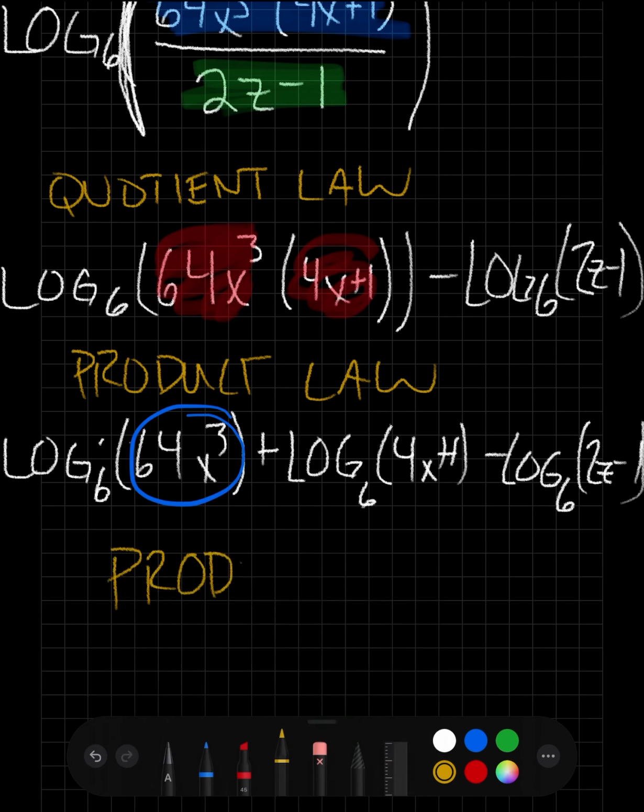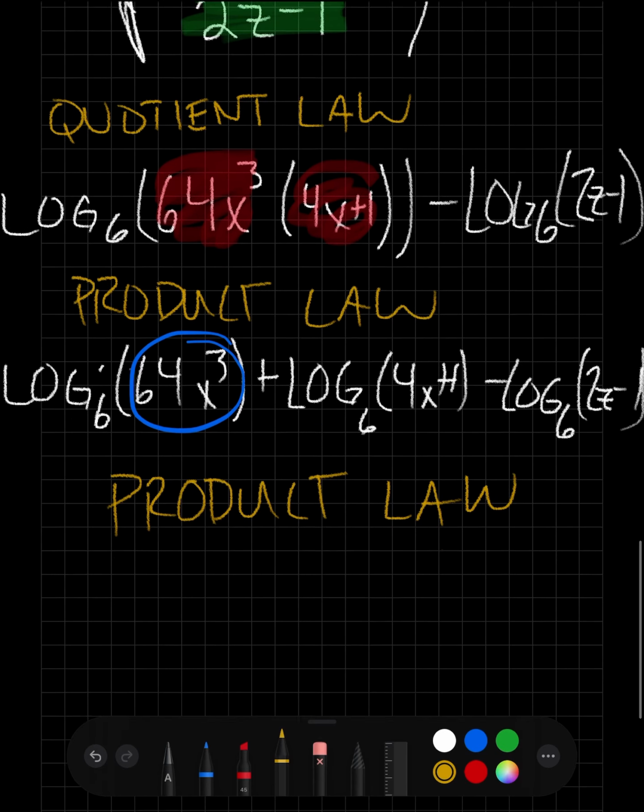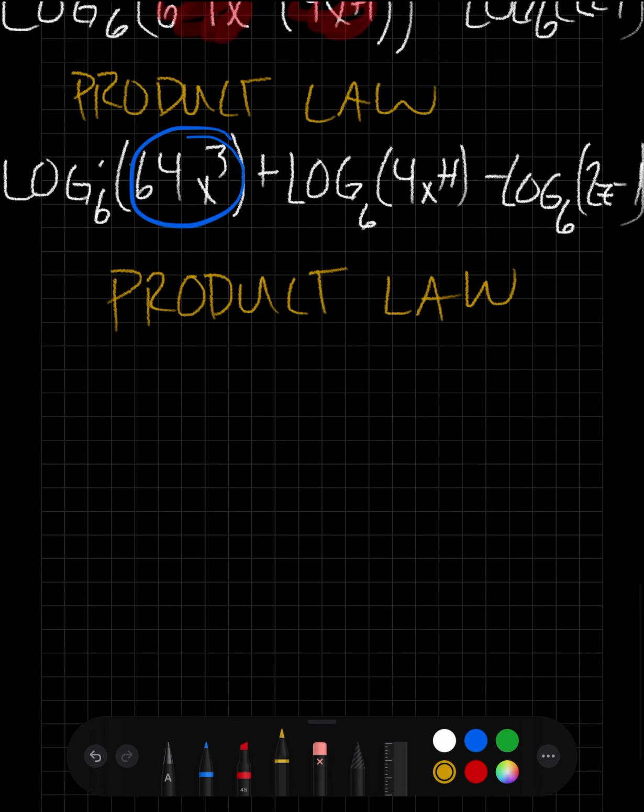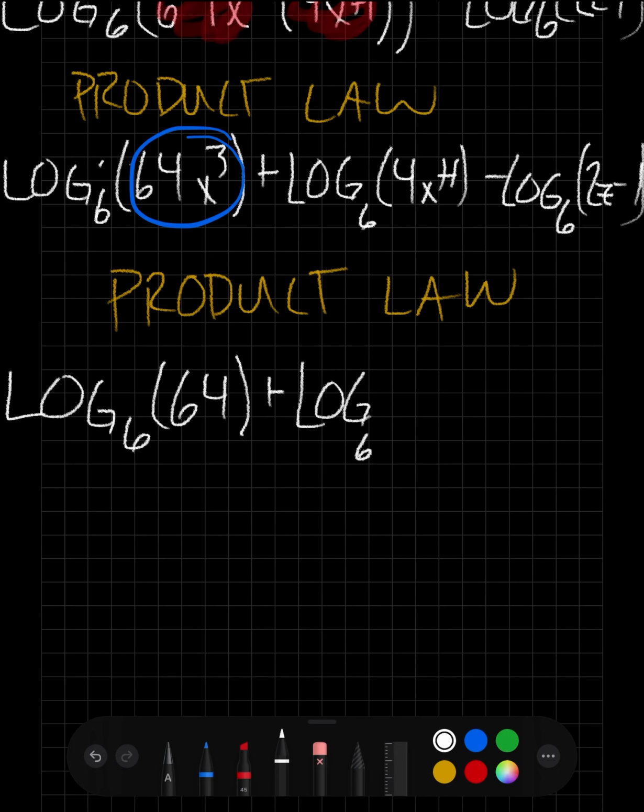And you might be asking yourself, Sarah, could I have done both of those product laws at the same time if I saw them? Yes, you can. But I'm teaching, so I'm going step by step. As you get faster with these, you'll apply these laws just lickety-split. So now I have log base 6 of 64 plus log base 6 of x cubed.